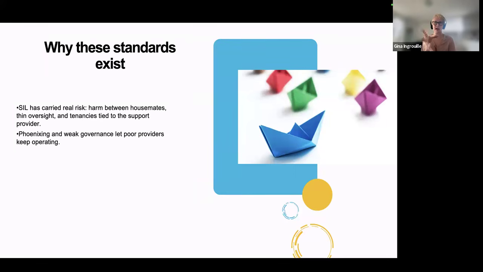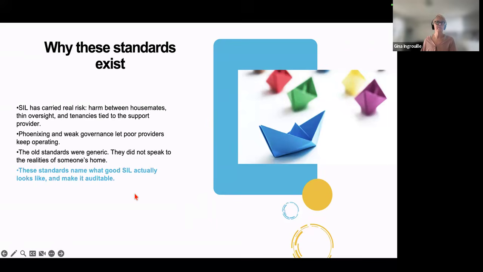So on the other side of this, there will be better governance, and that's on the NDIS Commission. There's going to be naughty people in every area of life, but the gates need to be tightened. So we've had people do bad things and shut up and then start up again. So that's another reason why these exist. The old standards were generic. They didn't speak to the realities of someone in a home at all. And these standards name what's good in SIL. So I can see there is some thinking that has gone into these standards finally.